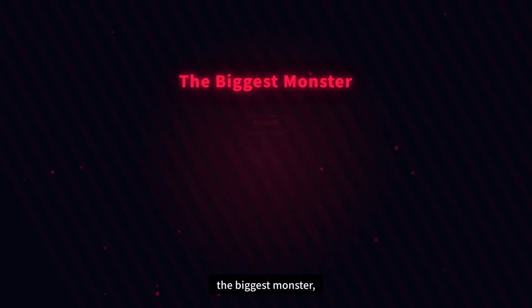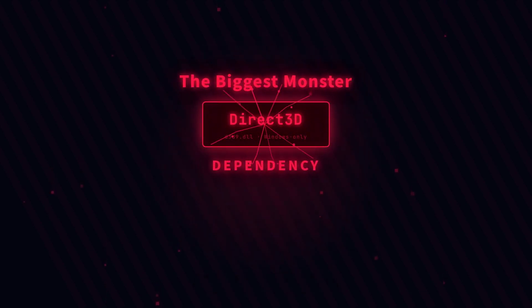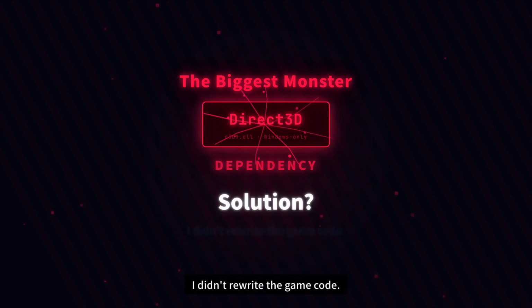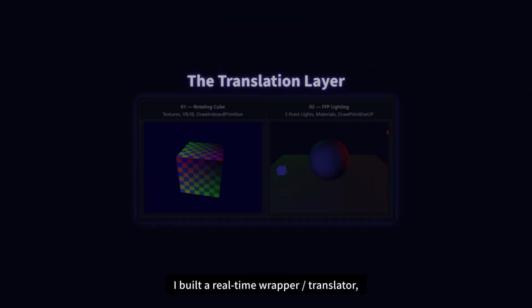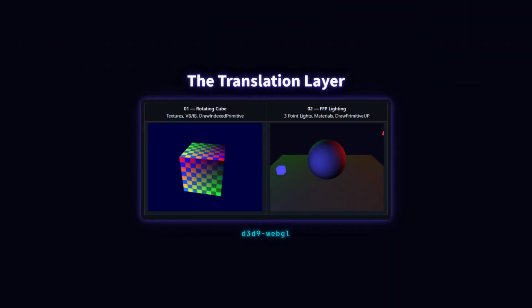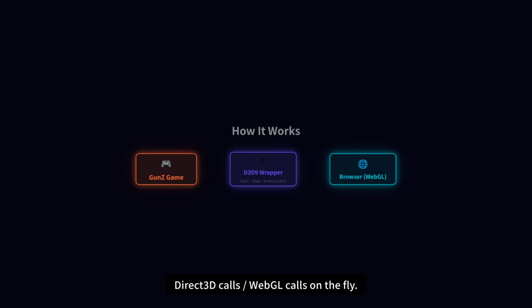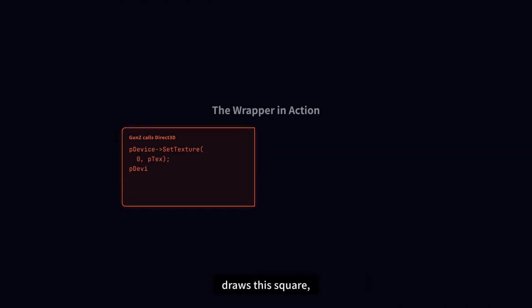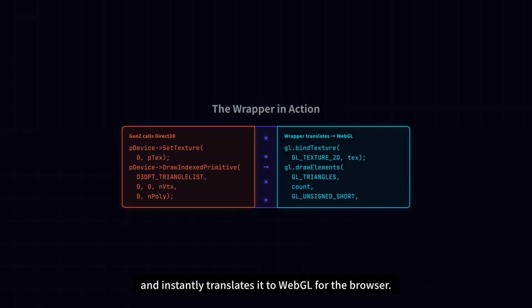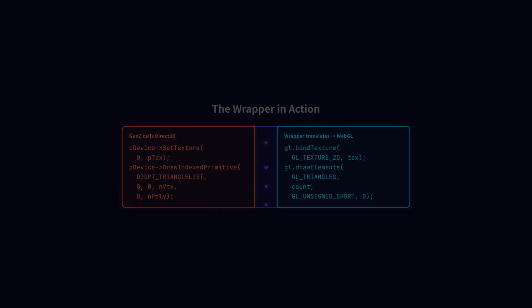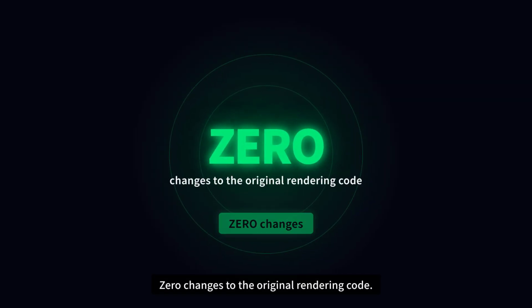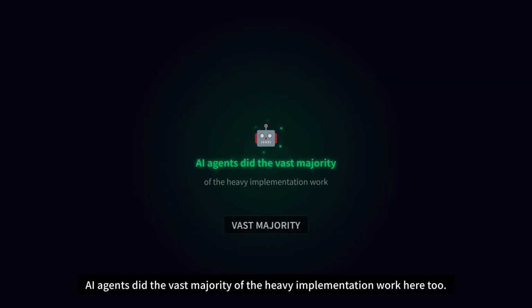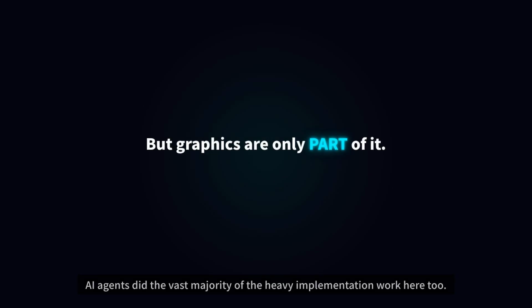Now, the biggest monster, that Direct3D dependency. Solution? I didn't rewrite the game code. Instead, I built a real-time wrapper that translates Direct3D calls to WebGL calls on the fly. The game thinks it's talking to Direct3D like normal. My wrapper intercepts every command, draw this square, set this texture, and instantly translates it to WebGL for the browser. Zero changes to the original rendering code. And yes, AI agents did the vast majority of the heavy implementation work here too.